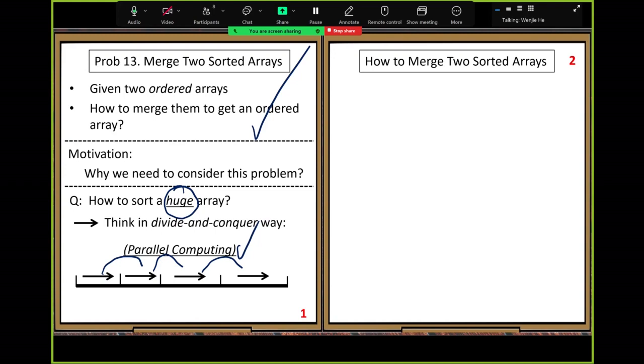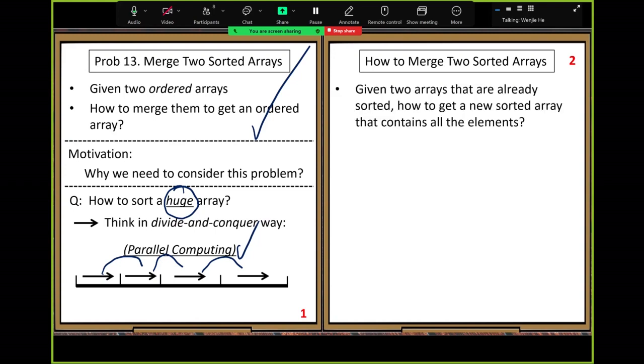How to merge 2 sorted arrays: given 2 arrays that are already sorted, how to get a new sorted array that contains all the elements. Because the order information is very important, we have to take advantage of the ordered structure. You don't want to waste that special structure property. But the question is how to take advantage of it.